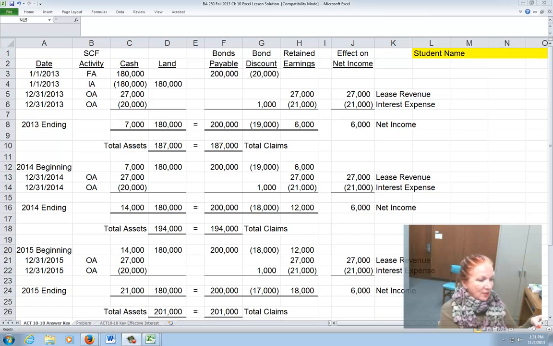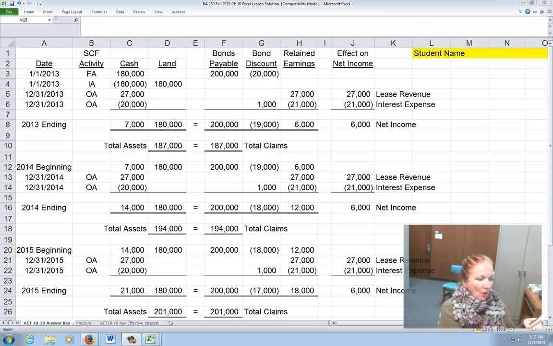Wise Company was started on January 1 when it issued 20-year, 10%, $200,000 face value bonds at a price of 90. Interest is payable annually at December 31st of each year. Wise immediately purchased land with the proceeds from the bond issue. Wise leased the land for $27,000 cash per year. The lease revenue payments were due every December 31st.